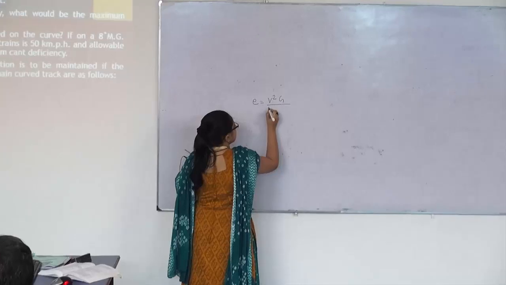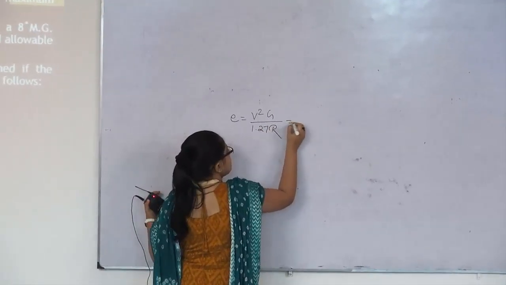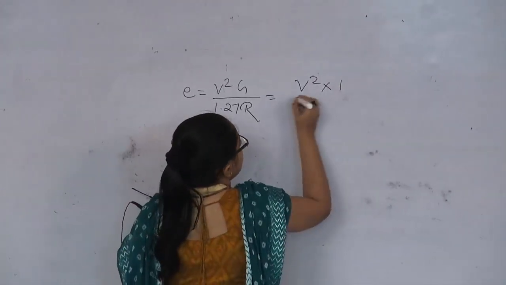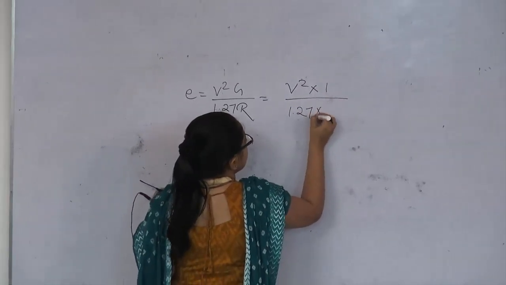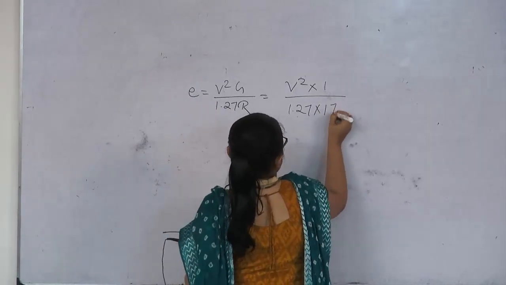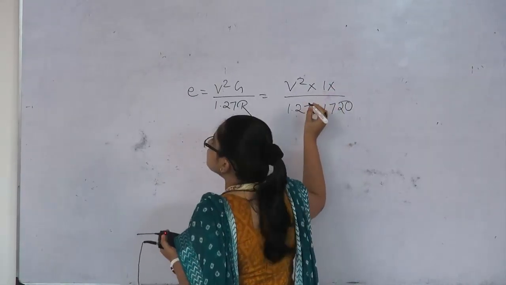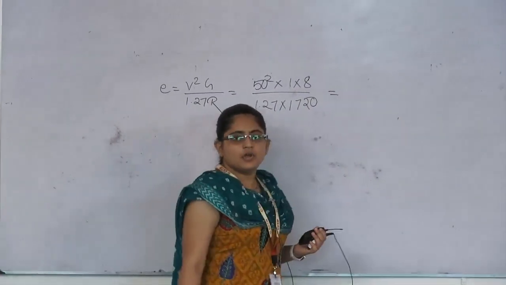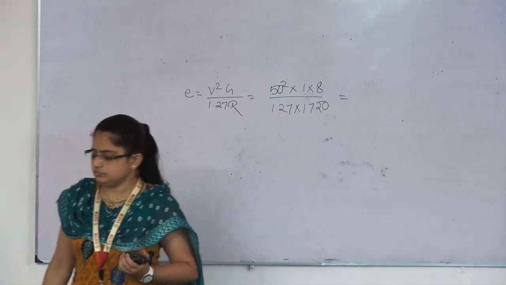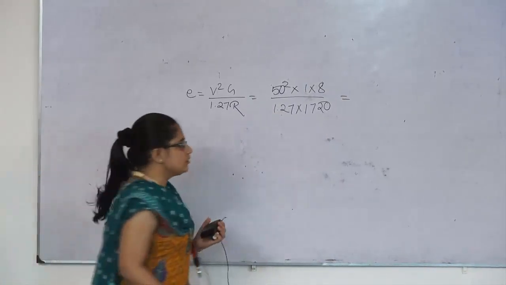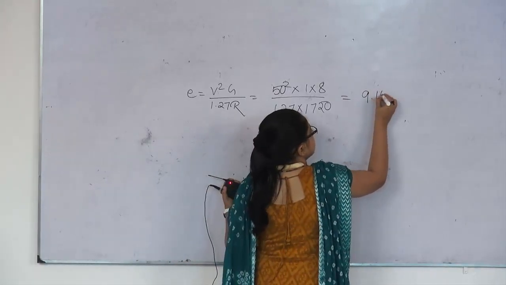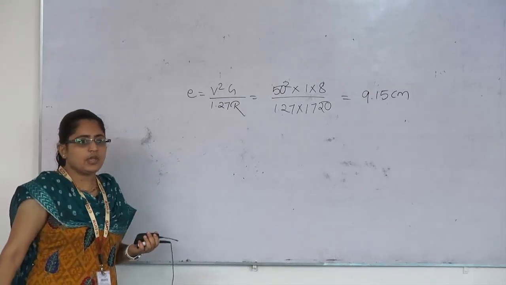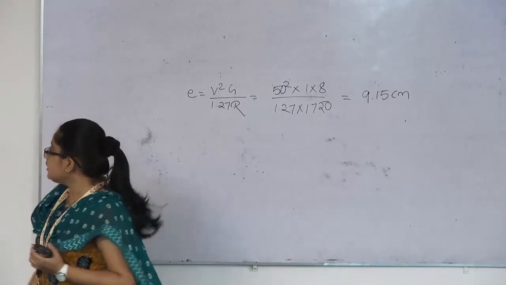The equilibrium cant is GV squared by 127R. So how much is V squared? G is how much for meter gauge? 1 by 1.27 into R is how much? 0 into 8. How much? Everyone got it? What is the value? 9.15 cm.